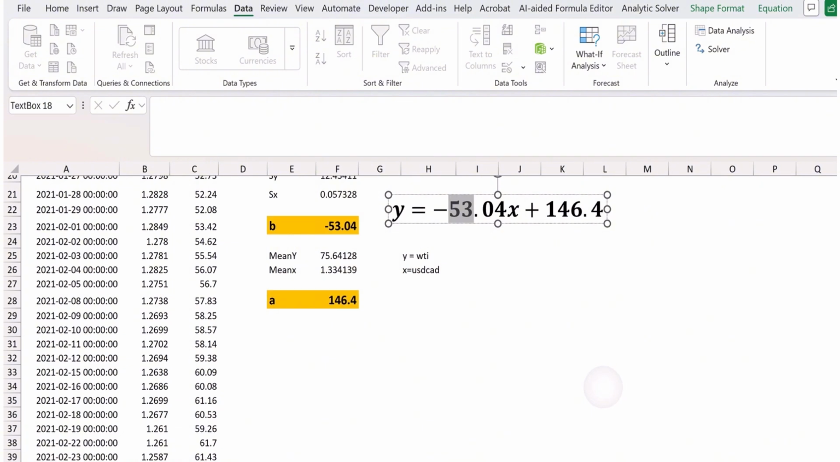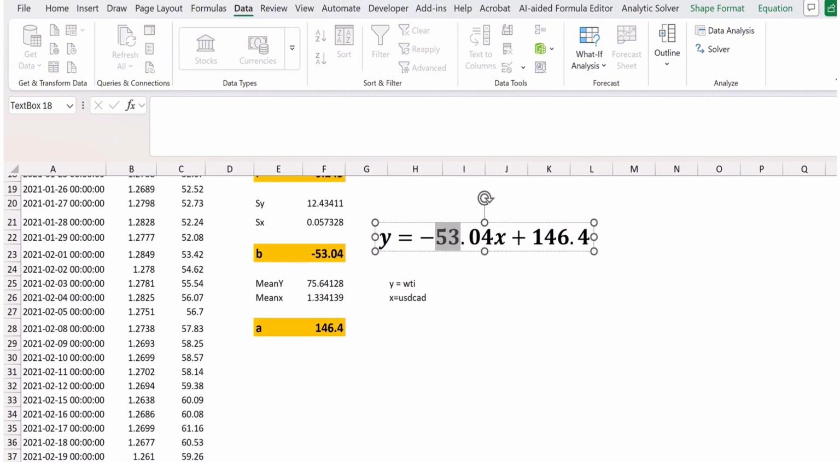So when interpreted correctly, the coefficient implies that a 0.01 increase in the US dollar, Canadian dollar exchange rate, for example, from 1.30 to 1.31, is associated with an average 0.53 decrease in crude oil prices. A more substantial 0.1 increase in USD CAD will match a $5.35 decrease in crude oil. Interpreted this way, the magnitude of the relationship is economically reasonable.